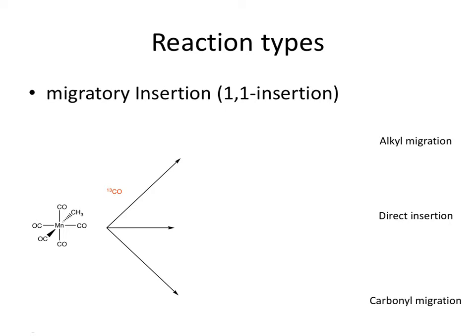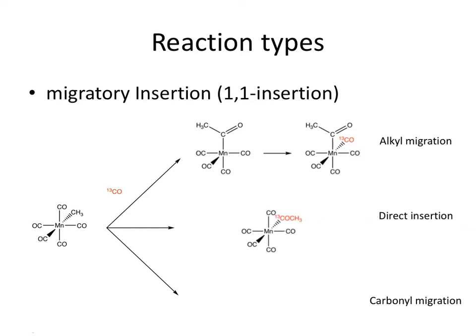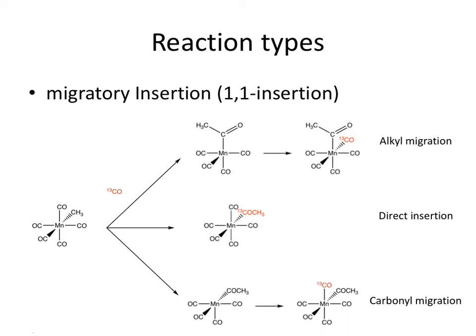So if we look at the alkyl migration mechanism, what we would expect to see is this product distribution where we have a product where the acyl is cis to the C13 labeled carbon monoxide that comes in axially. If we had a direct insertion mechanism, we would expect to only form the C13 labeled acyl. And if we had the carbonyl migration, we would again expect to see the C13CO cis to the acyl ligand.